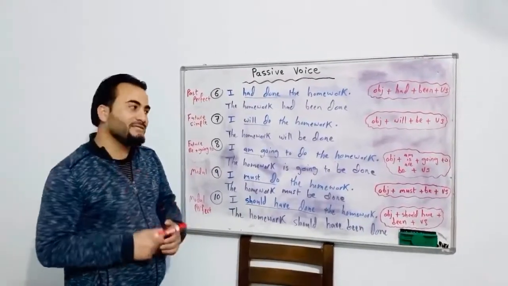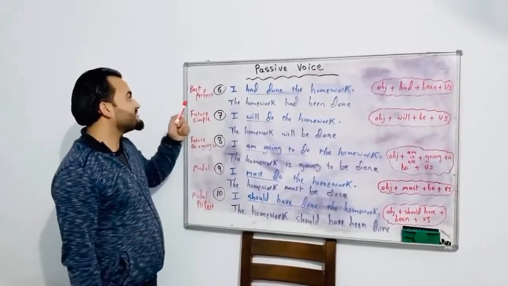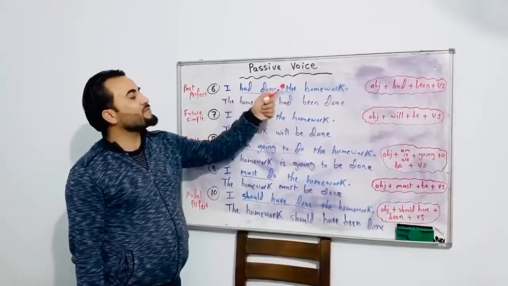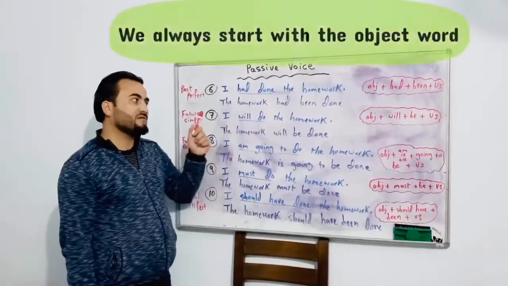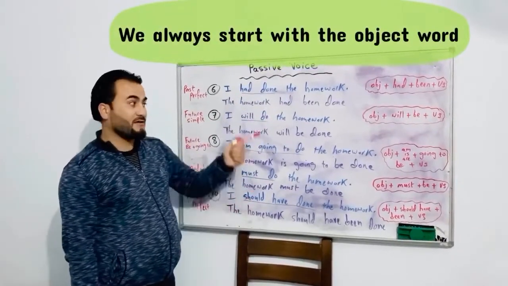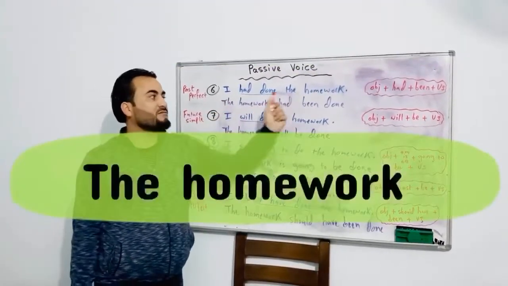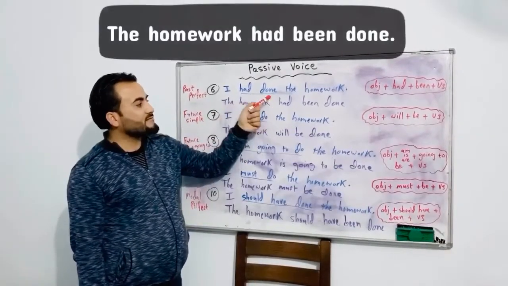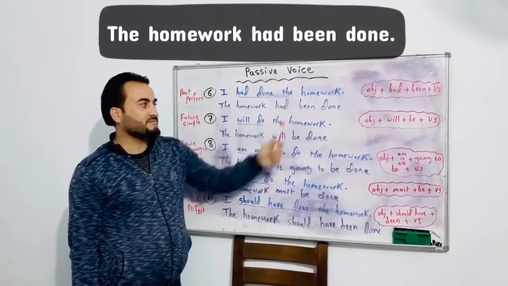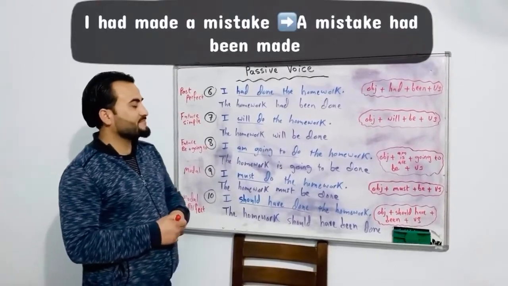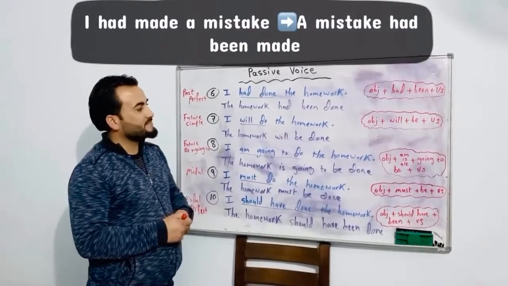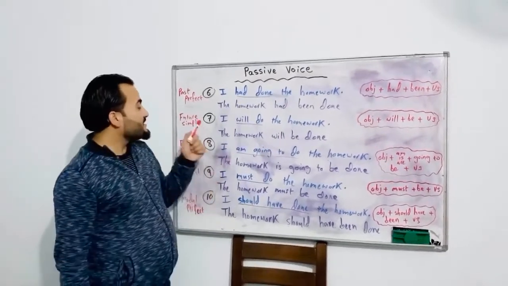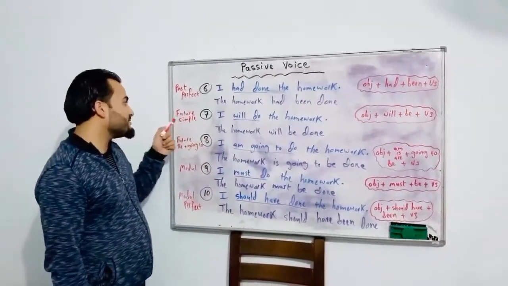Okay, let's continue. Number 6, past perfect. Had done. I had done the homework. Of course, we have to start with the object, and the object here is the homework. So, the homework had been done. I had made a mistake. A mistake had been made. Very nice.